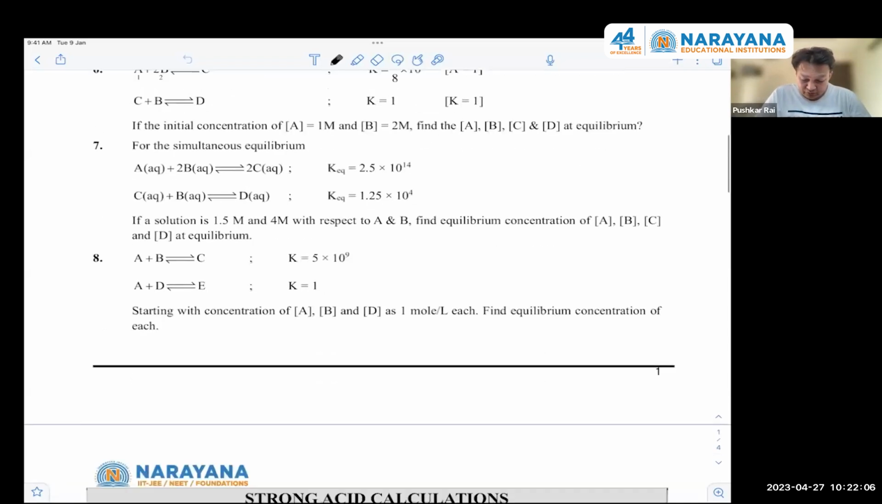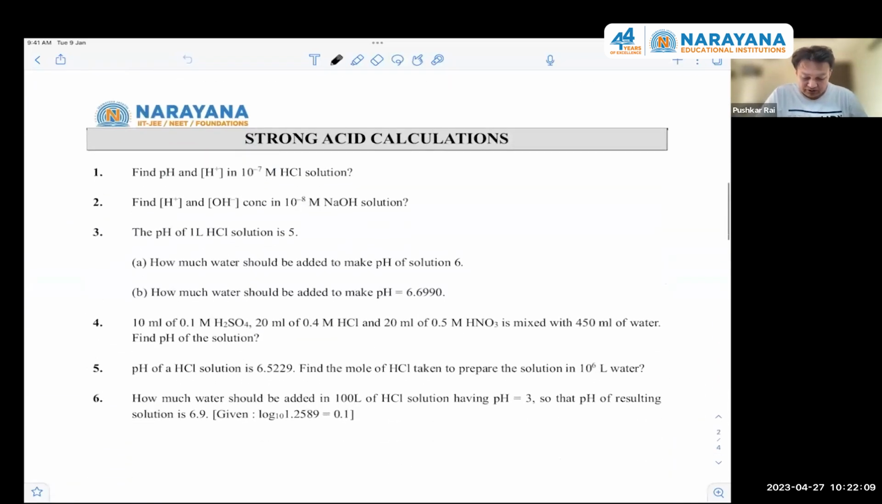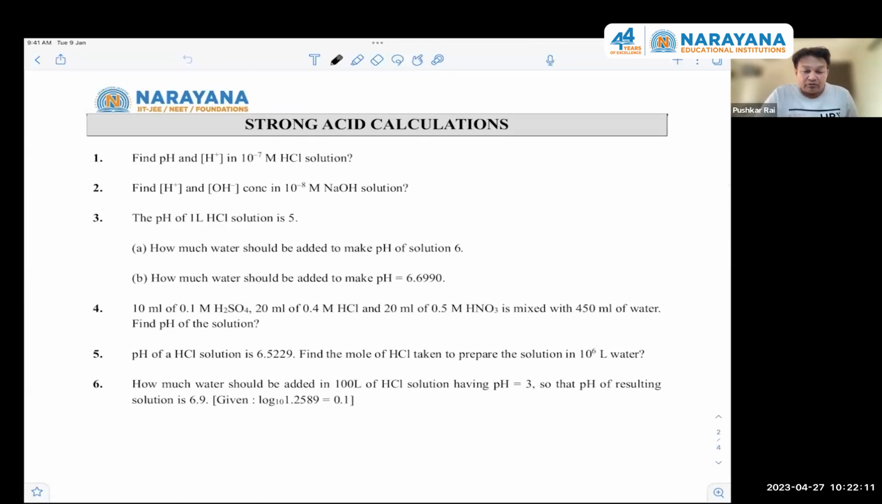So you can focus on this. I can give you this. See, all these questions are there. Strong acid calculations are there. I'm still making it. In all these questions, the calculation part is very simple. How much water should be added in 100 liter of HCl solution having pH 3 so that the pH of the resulting solution is 6.9? Given log 10 of 1.2589 is equal to 0.2. Something of this kind. Okay, you do it, and the problems which I create don't require calculation, only concept.